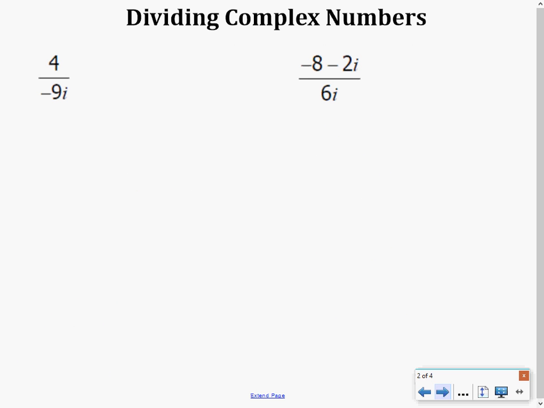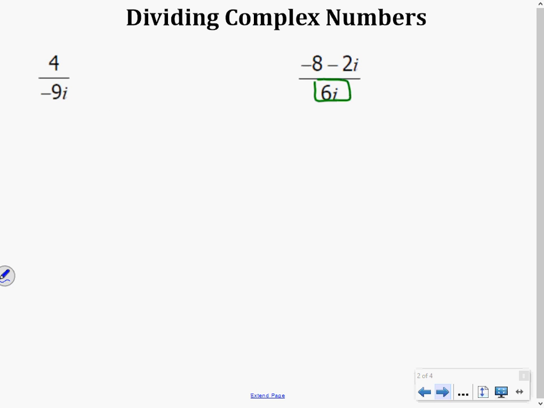Now, let's start off with something a little simpler. Okay, in this case, we are dividing by not a complex number, but just an imaginary number. Okay, and that makes it a little simpler. We have to think, how can we get rid of that imaginary number in the denominator? We don't like imaginary numbers in the denominators. We will always want them to be in the numerator. So here's my thought. I know that if I multiply i by another i, I'm going to make an i squared that I could then replace with -1.